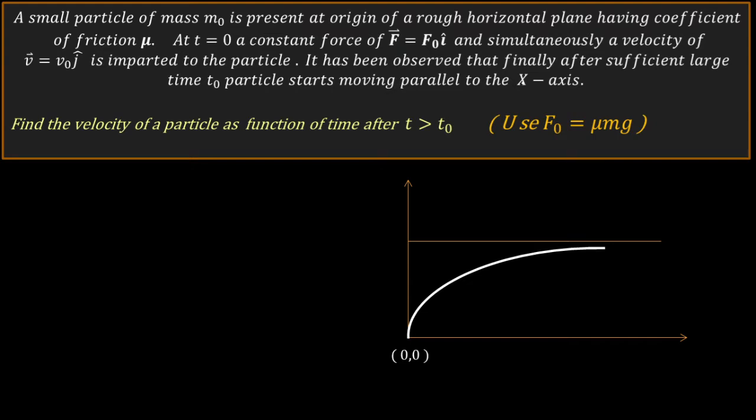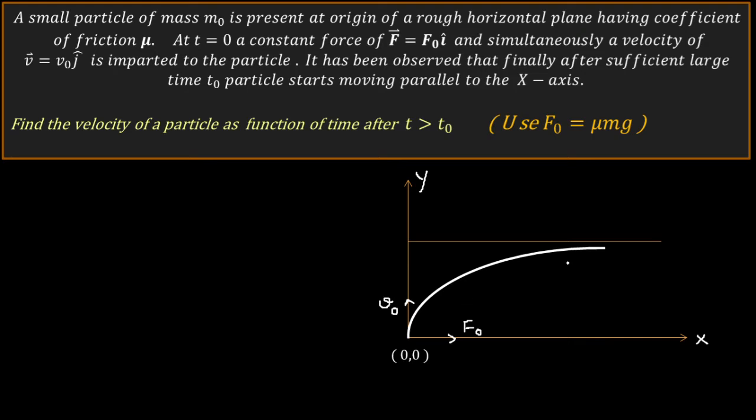It has been observed that finally, after a sufficiently large time t0, the particle starts moving parallel to the x-axis. We are supposed to find the velocity of the particle as a function of time t greater than t0. So let me explain the situation. This is the plane surface. We can consider this as the x-axis and this as the y-axis. This is the path in which the particle travels, the white line. It starts here at the origin, as it is given a velocity v0 along the y-axis, and simultaneously a force F0 is also acting on the particle.